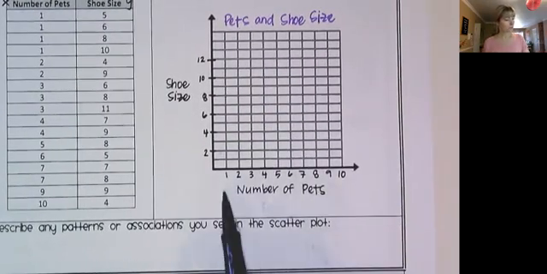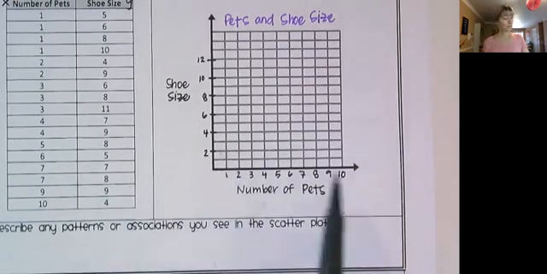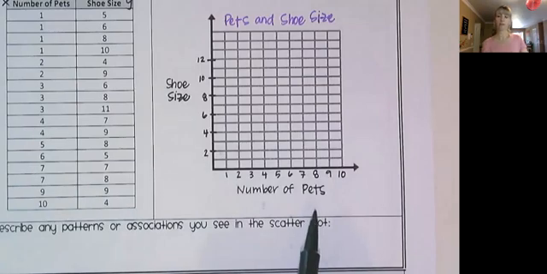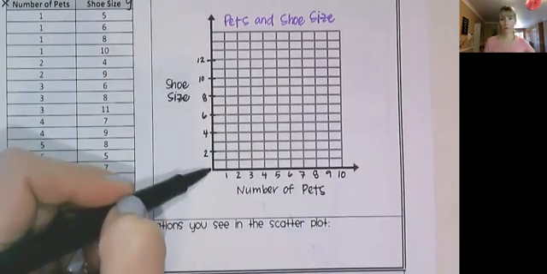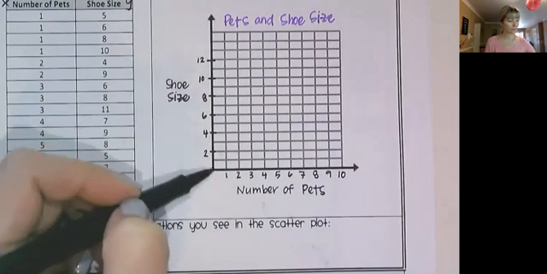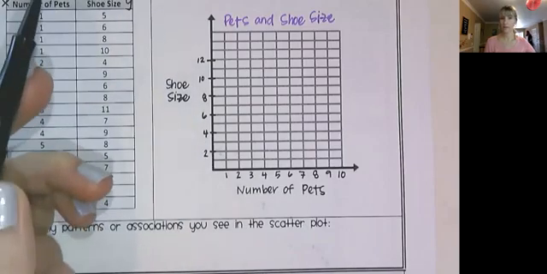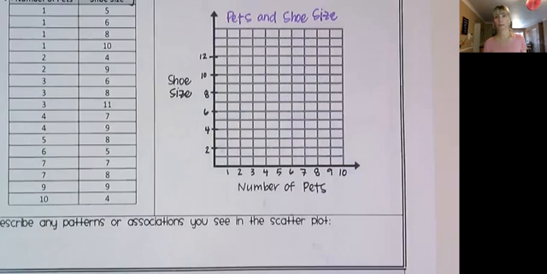So number of pets, there were 10 spots, and that was the most somebody had, 10 pets. So 1 through 10, and then I wrote number of pets here, so make sure you get that labeled. And then over here, shoe size, I really did go by ones, I just didn't mark every single one. So you can see I skipped and wrote 2, 4, 6, 8, 10, 12, but these are really going by ones. And then I put shoe size over here. And then I put a title up here, pets and shoe size.